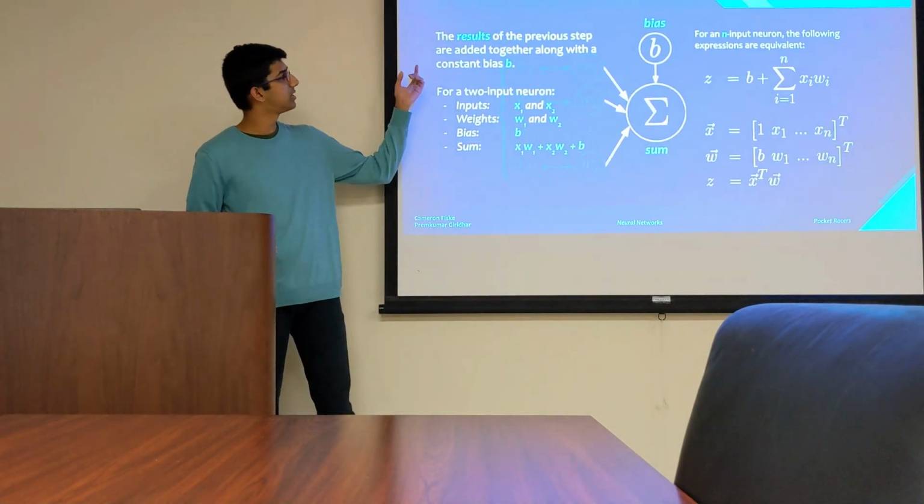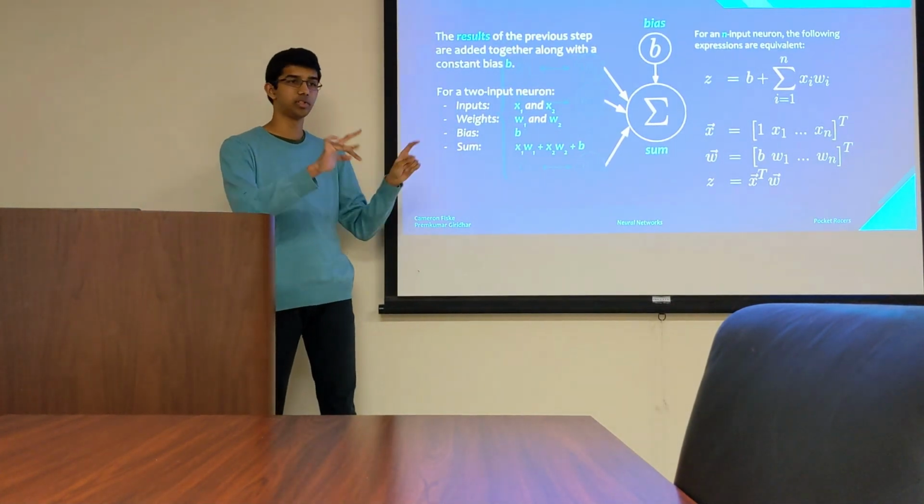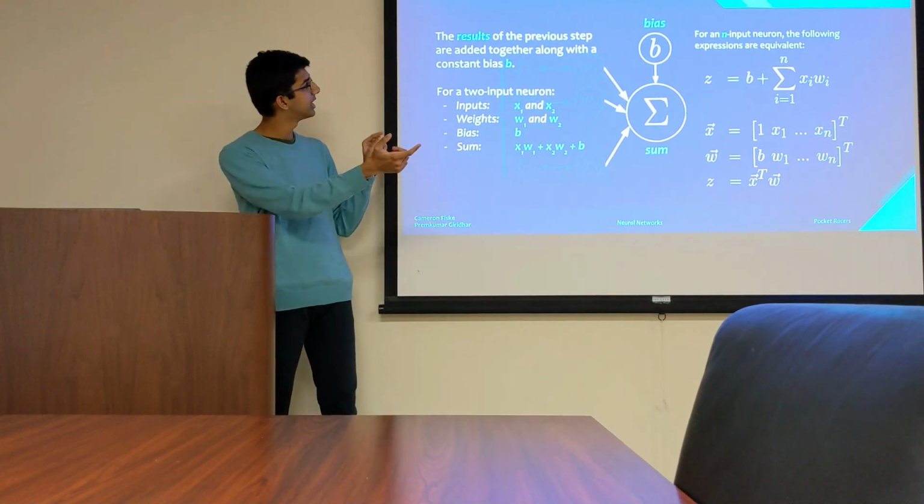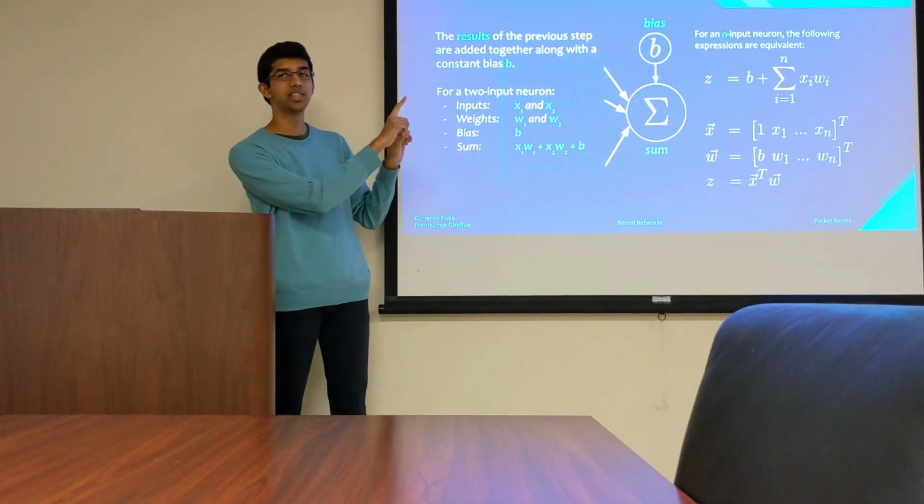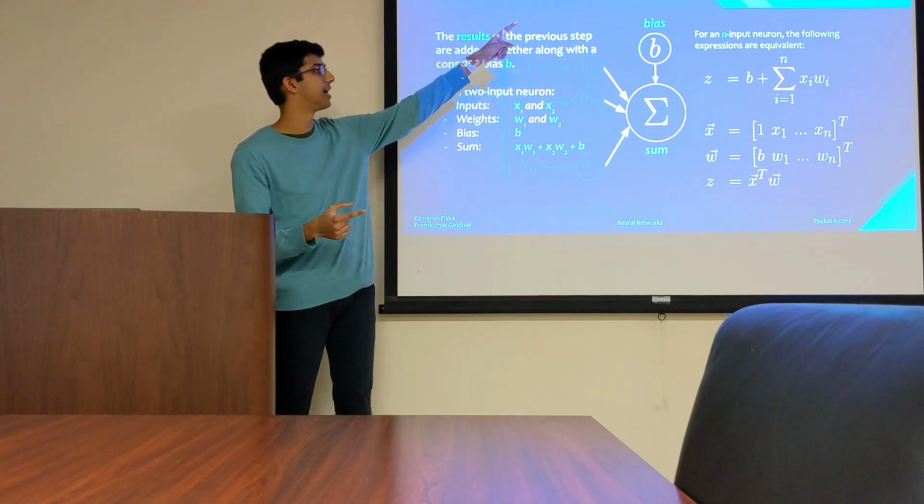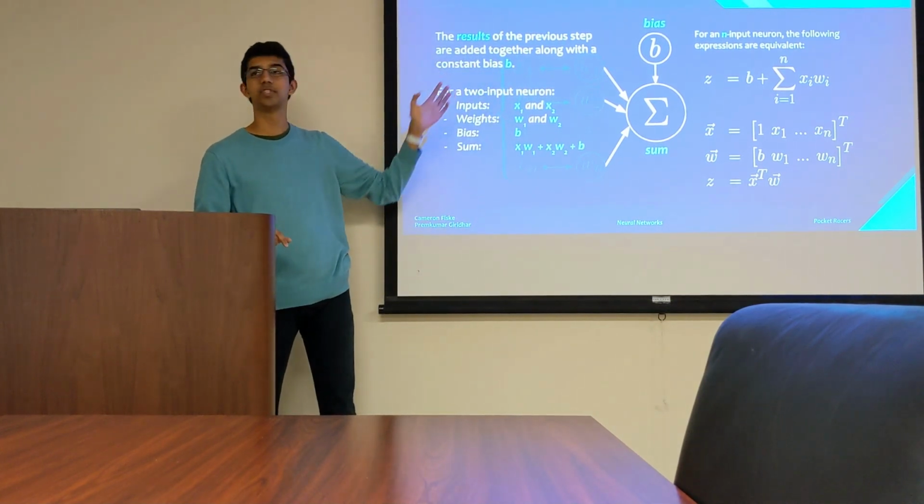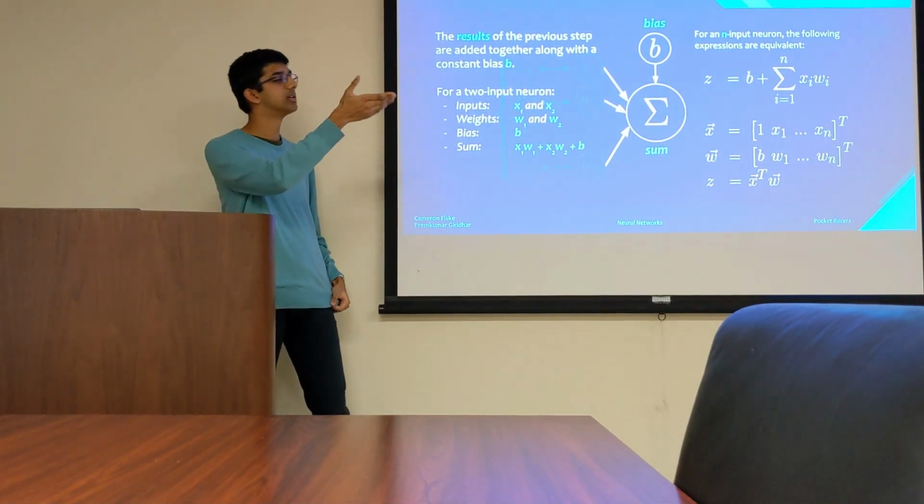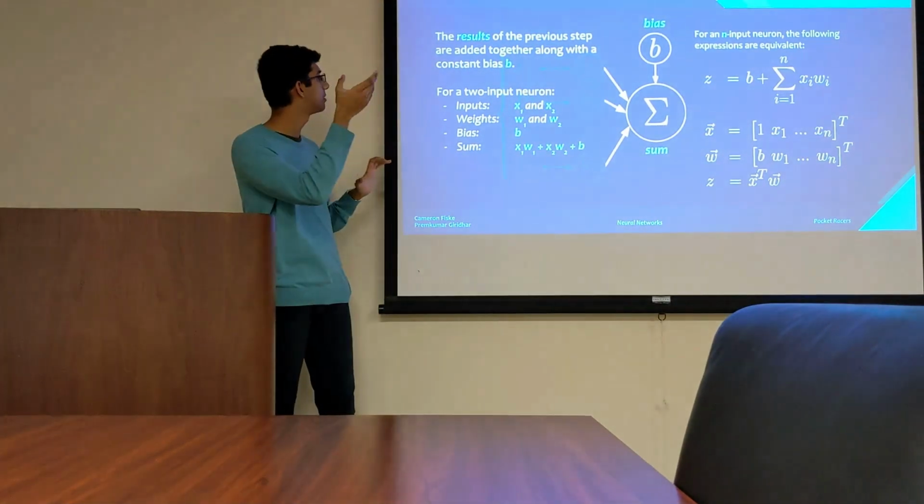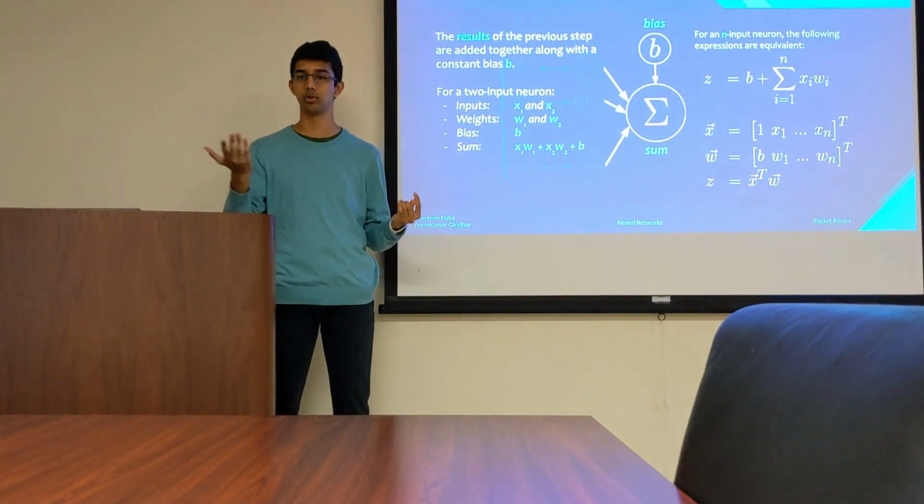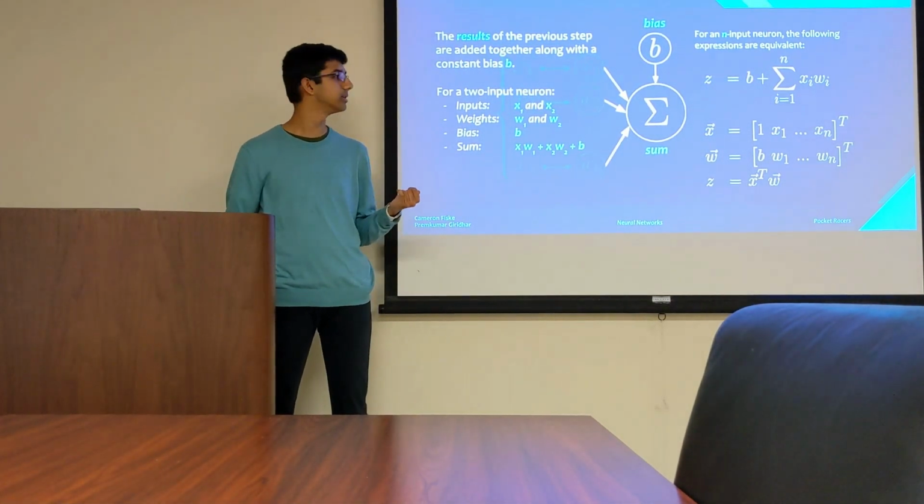Next, you take the results of the previous step. Once you multiplied the inputs and weights, you add them all together. You also add a constant bias. So a lot of this stuff you've seen already. You've seen the weights and the bias that we've added before for actual linear and logistic regression.